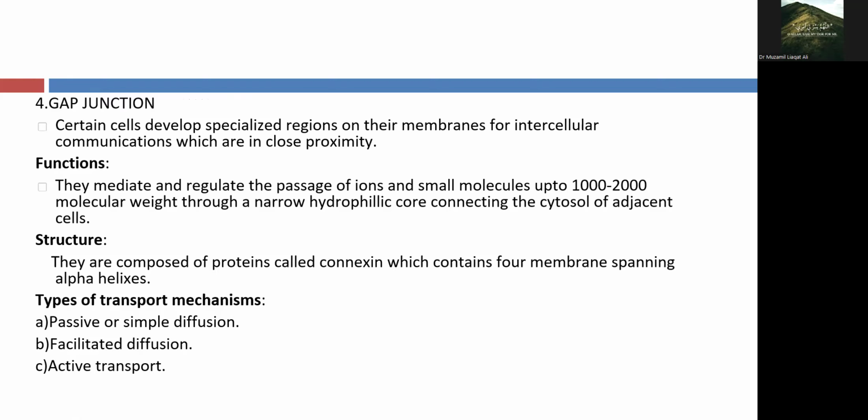To put all of this into a broader perspective, we can classify the mechanisms by which substances cross the membrane into three main categories. First is passive or simple diffusion. Second is facilitated diffusion. And the third is active transport.